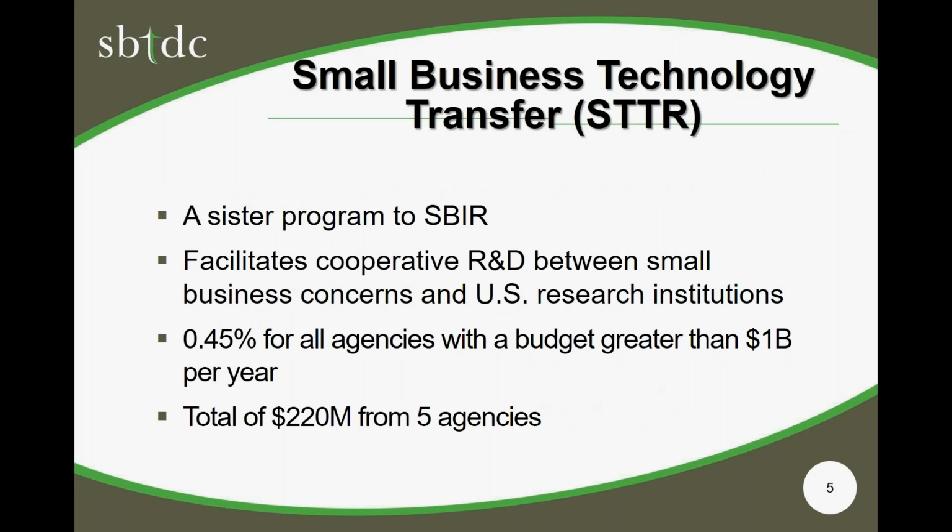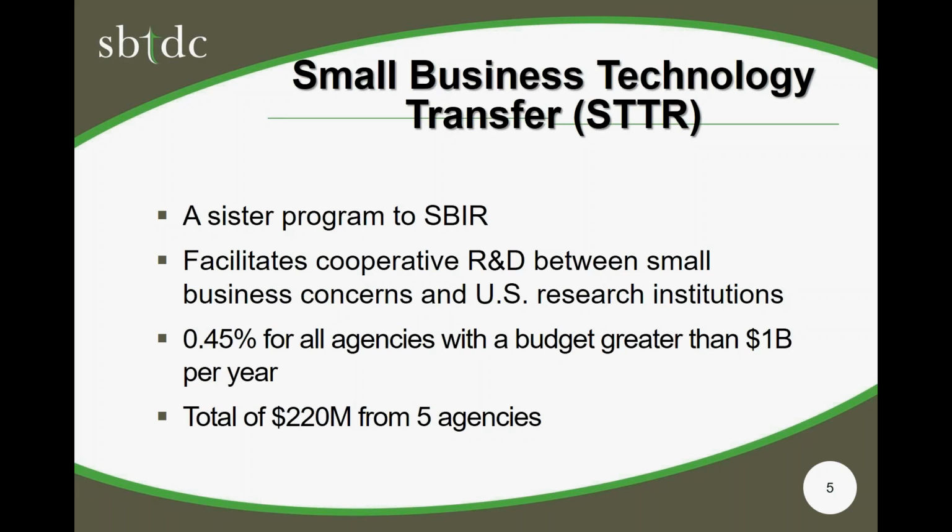STTR, the sister program to SBIR. STTR stands for Small Business Technology Transfer. It's very, very similar to SBIR, but there are some key differences that we'll talk about over the next couple of minutes. The goal of that mechanism is to facilitate cooperative R&D between small businesses and US-based research institutions, which you can think of in general terms as U.S. universities.